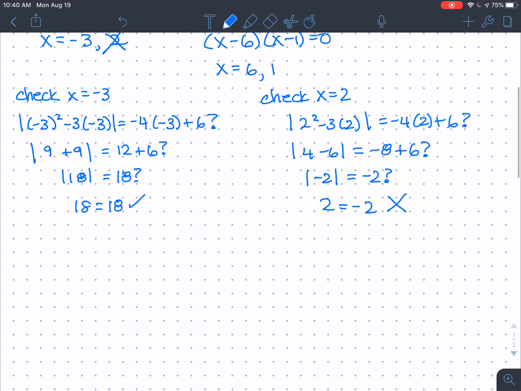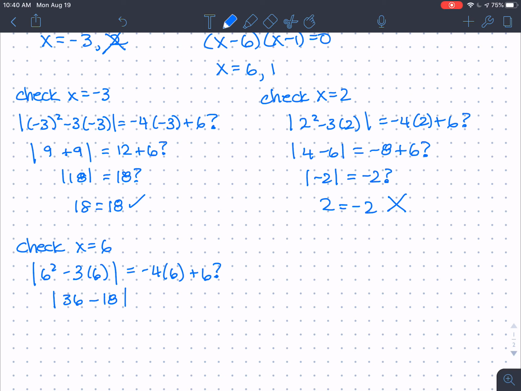Let's go on. Let's check x equals 6. Isn't this fun? This is not fun, I agree. This is the kind of stuff in math that I don't enjoy. But it's got to be done. So we have the absolute value of 36 minus 18. Does that equal negative 24 plus 6? Does the absolute value of 18 equal negative 18? And no. Again, we're getting a positive equal and a negative. That's not true. Cross out 6.